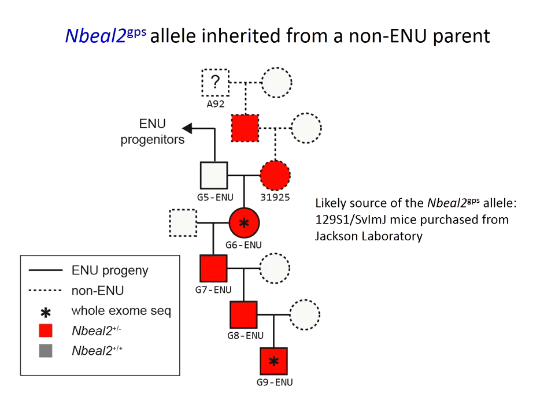We're actually working with JAX to pin down this mutation. It doesn't look like it was in their main colony. Probably any of the rest of you who've ordered 129 mice from JAX, you're probably not segregating this NBL2 mutation. But if it's critical for your research, you might want to check.